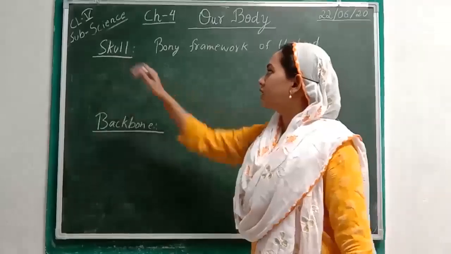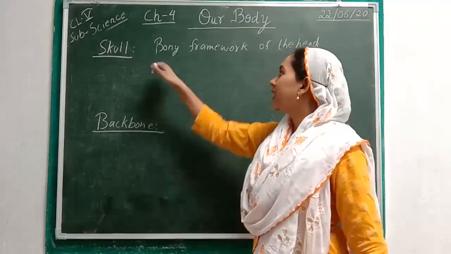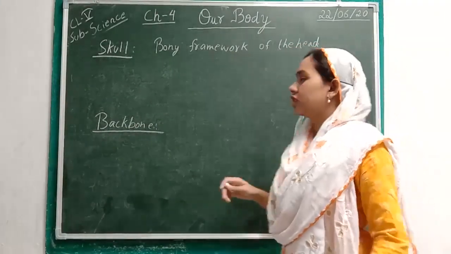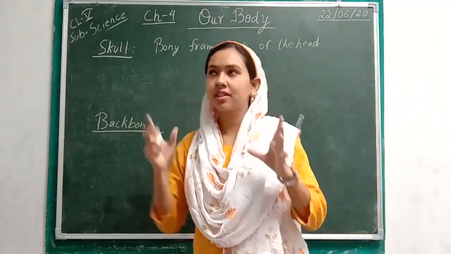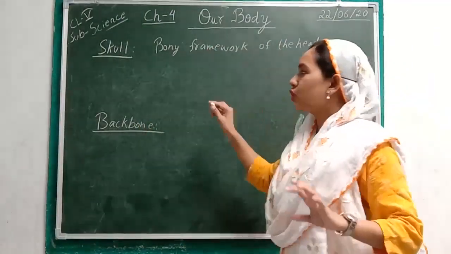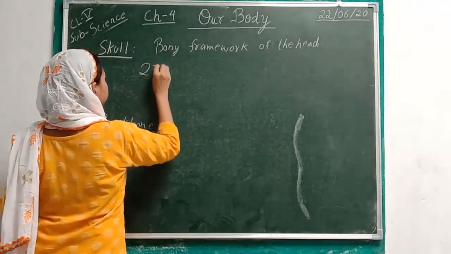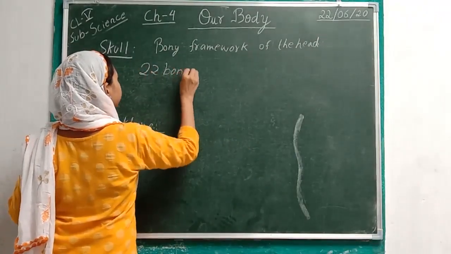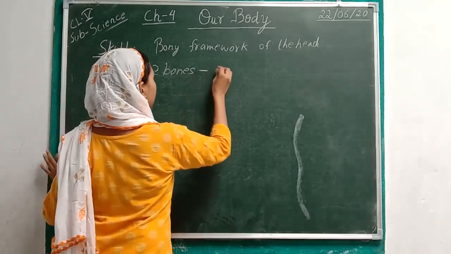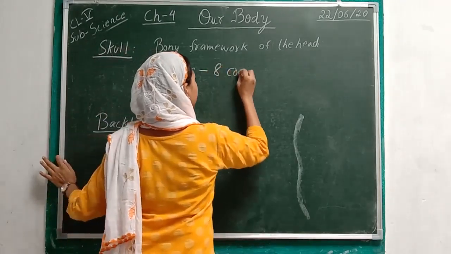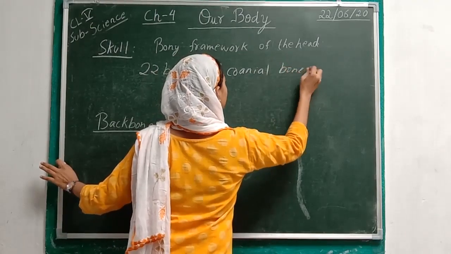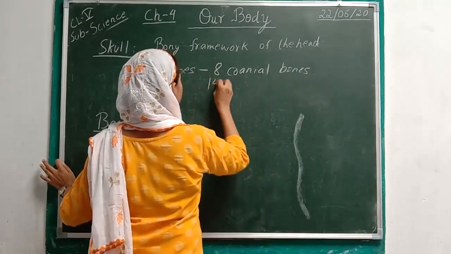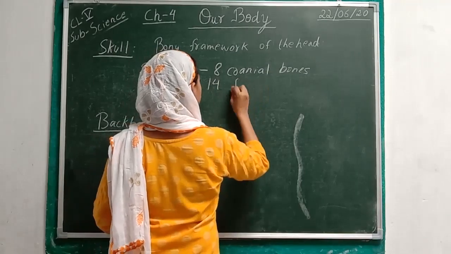Let's start with the skull first. So what is the skull? It is the bony framework of the head. So that bony structure that you see here in the head, that is your skull. Alright. The skull in total has 22 bones, out of which 8 of them are the cranial bones, and the rest, 14 of them, are the facial bones.